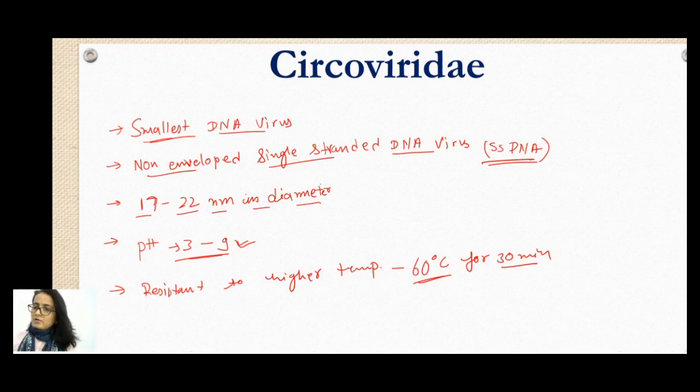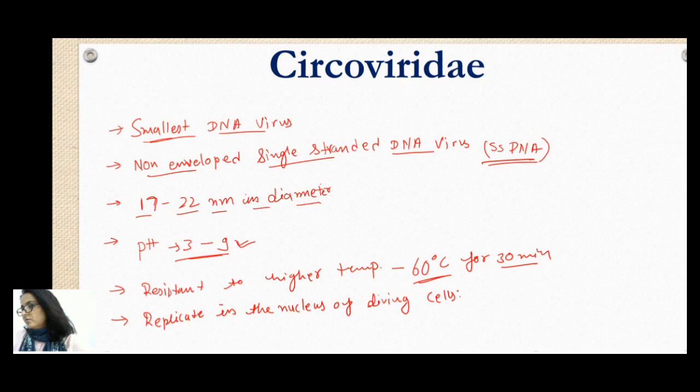The Circovirus replicates in the nucleus of the cells, in the nucleus of dividing cells.